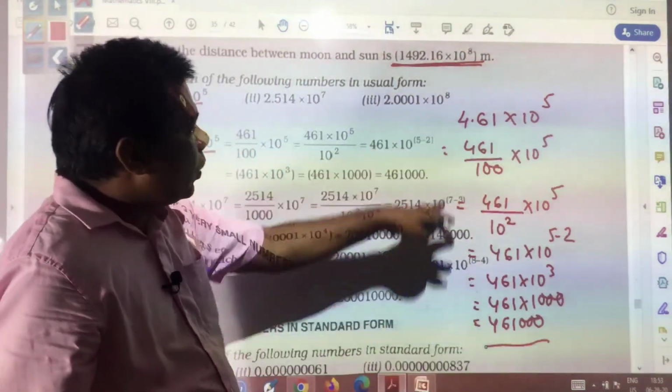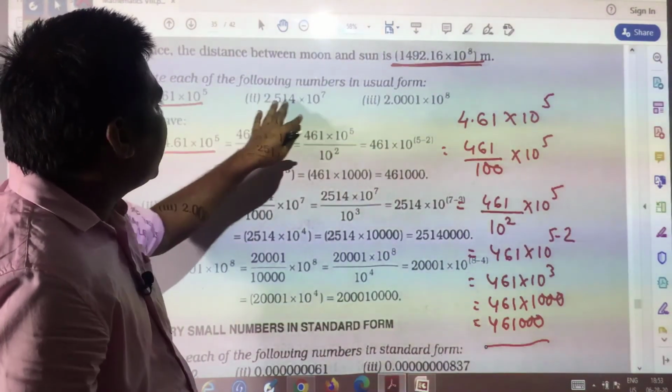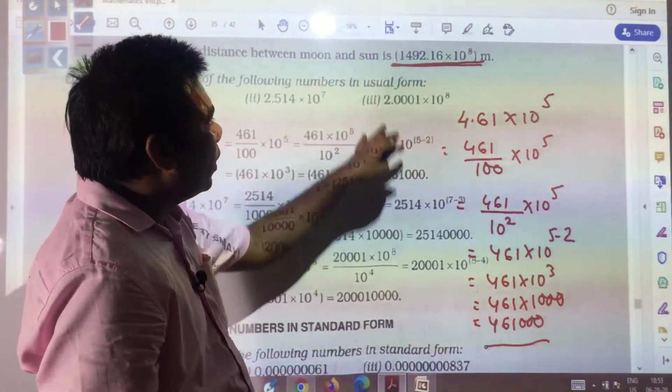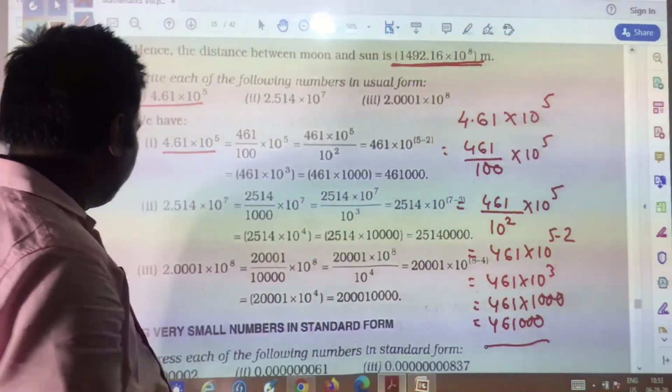So, in this way you need to convert. If something has been given in standard form, you can convert that into usual form.